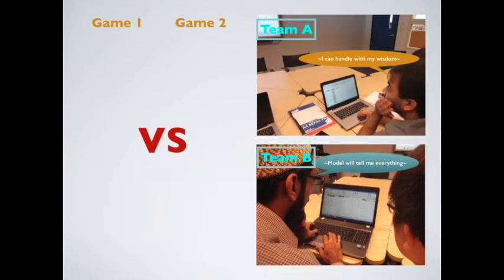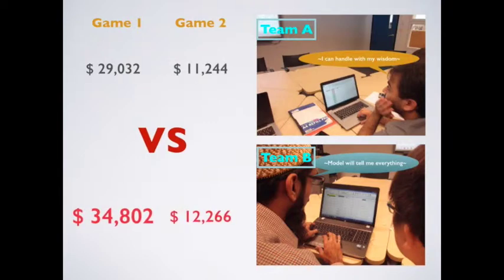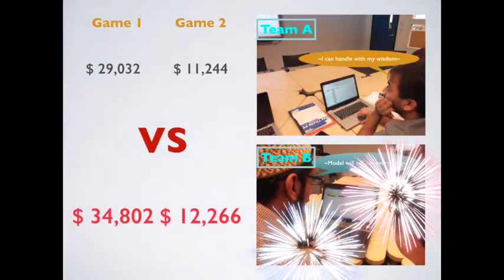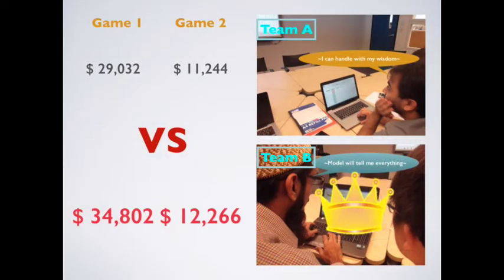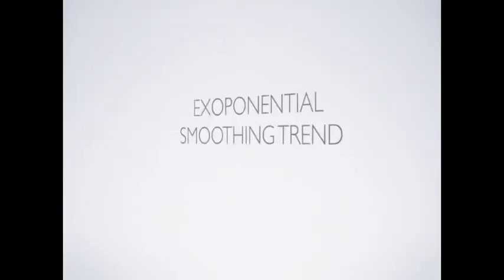Now, let's look at the game result. In the first game, Team A got a final profit of $29,000 and the profit of Team B was $35,000. Besides, Team B also beat Team A by $1,000 in Game 2. Congratulations to Team B, who won both of the 2 games. Let's start the managerial insights.